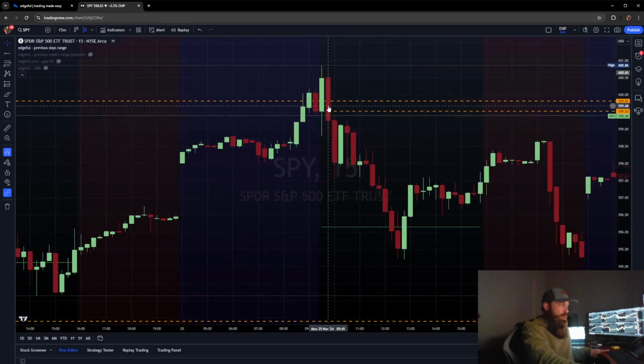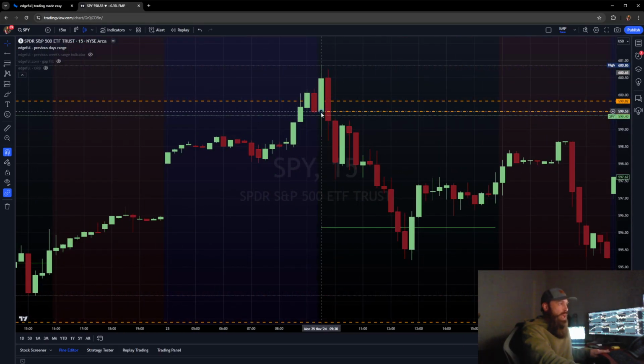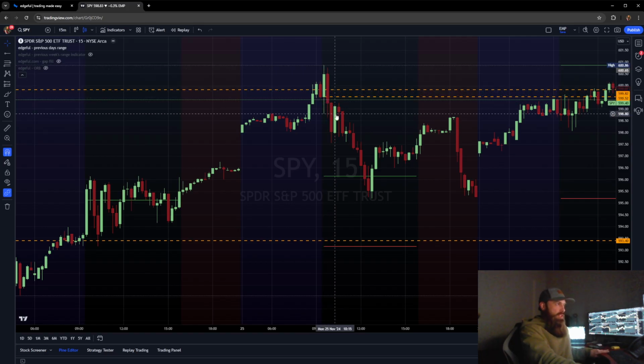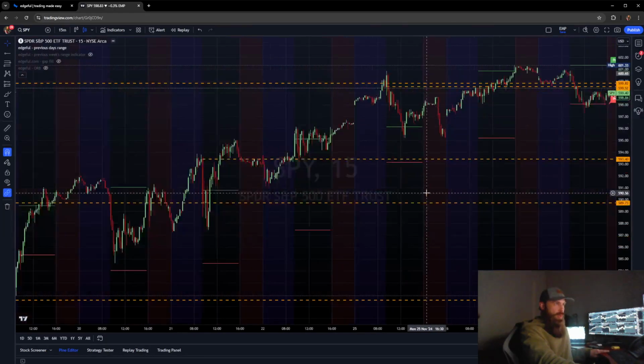Another example here. We open up above previous day high. Look, this was a tight consolidation range. Previous day high is right here. We open up here, boom. As we come down, 76% of the time, we're going to hit this level. Boom, we hit it. We hit it perfectly.